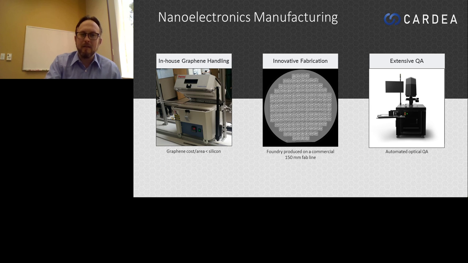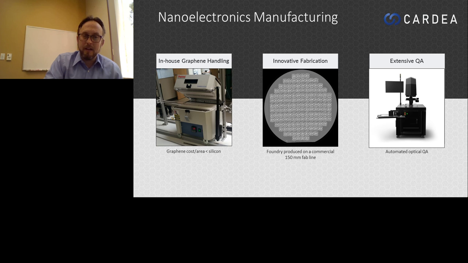We did this with three main pillars. One is we took control of in-house graphene handling, and there's a big difference between graphene handling and graphene growth. Just having access to the material graphene isn't enough. You need to know how to use it. And because we mastered how to use it, our cost per area for graphene is less than the cost per area for silicon. So when we make devices, the amount we spend on a particular chip in silicon is higher than the amount we spend on graphene.